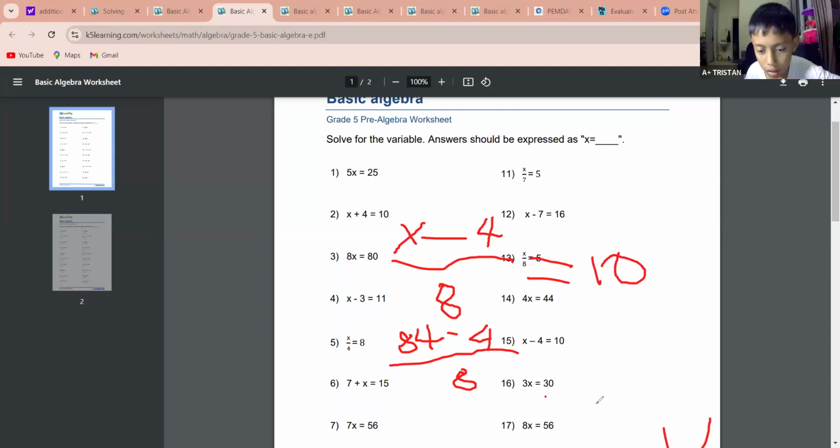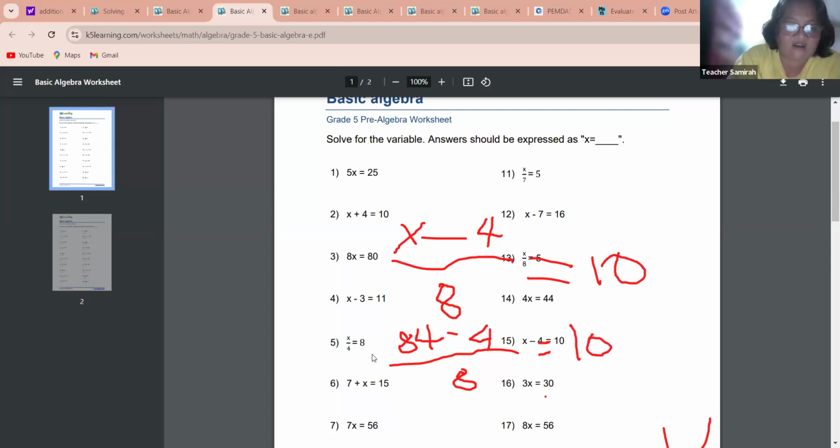80 divided by 8 is 10. So 10 is equal to 10. Since they are equal, therefore x, which is equal to 84, is actually correct. Wait, I am still trying to write. So 10 is equal to 10, which is correct. Okay? Very good, Tristan.